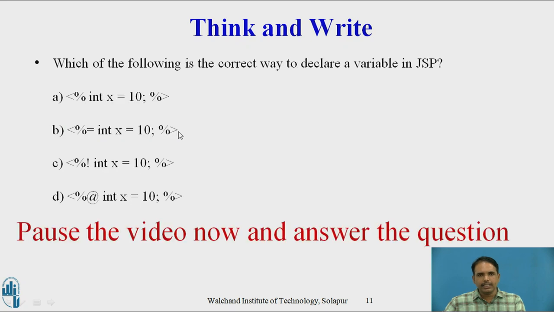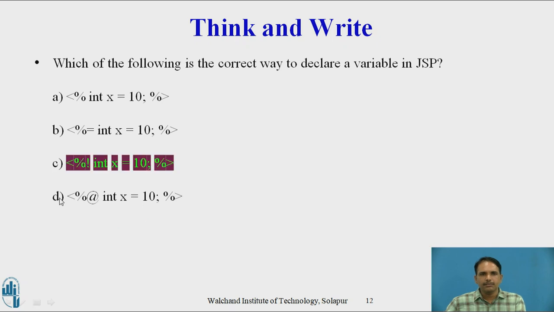Let us take the next question. Which of the following is the correct way to declare a variable in JSP? Read all the options very carefully, pause the video and answer the question. And obviously the answer is option C, because option A is a scriptlet tag, option B is an expression tag, option C is a declaration tag, and option D is an invalid option.